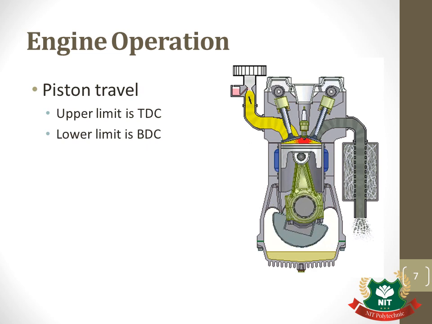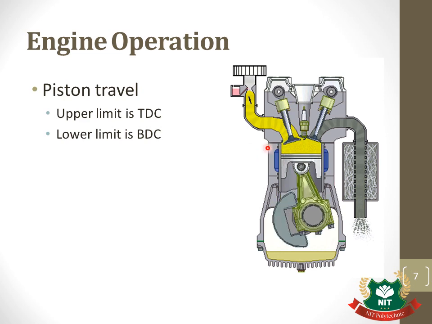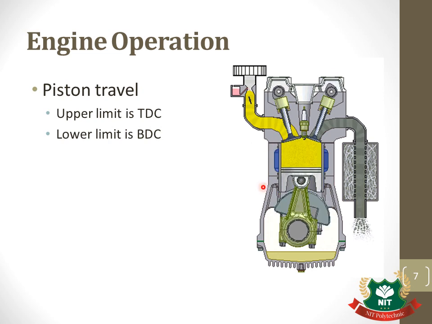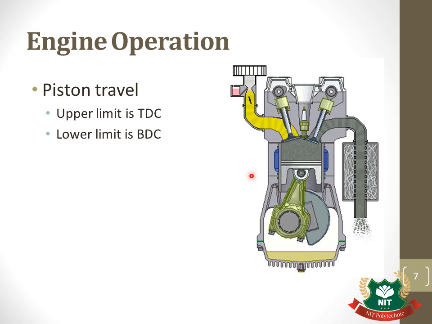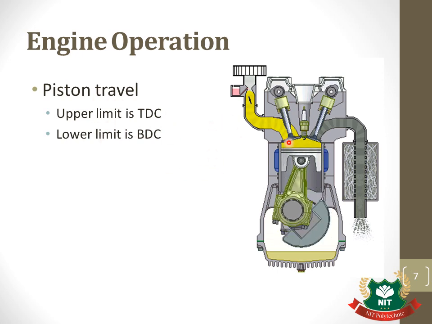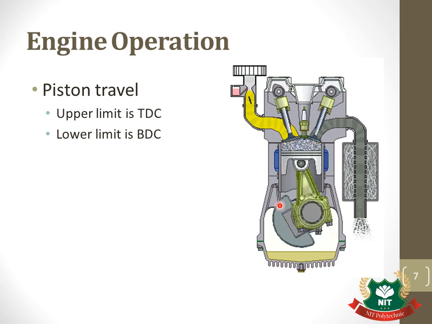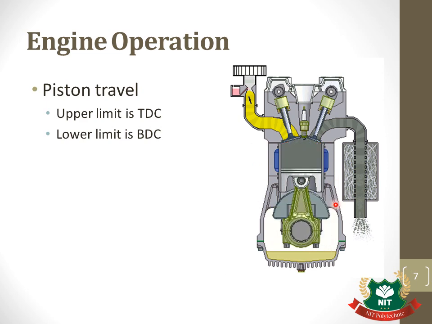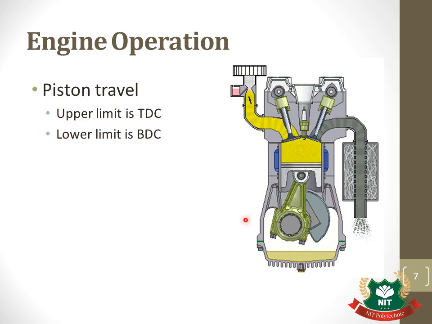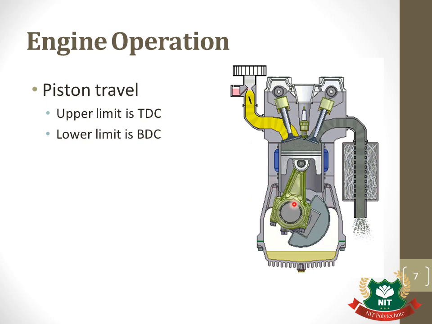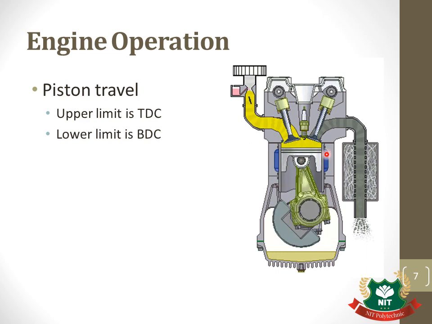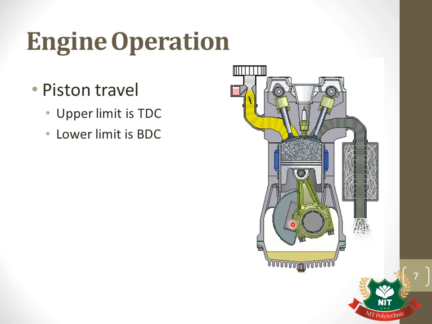This one is the upper limit for the piston, known as TDC, while the lower limit for the movement of the piston is known as BDC. So when the piston moves from TDC to BDC, this motion is known as a stroke. The piston is connected to the crankshaft by using this connecting rod. This connecting rod converts the reciprocating motion of the piston into the rotary motion of the crankshaft.